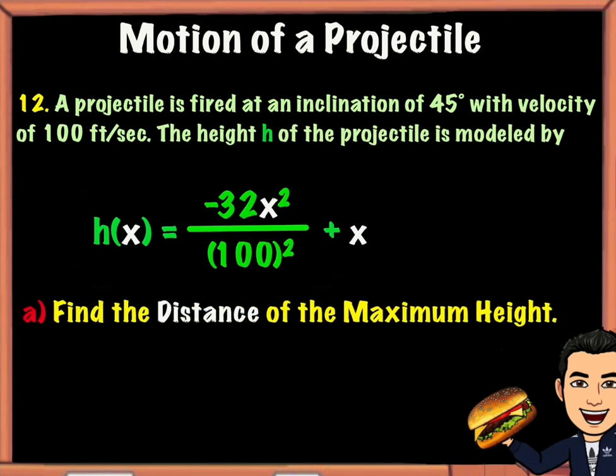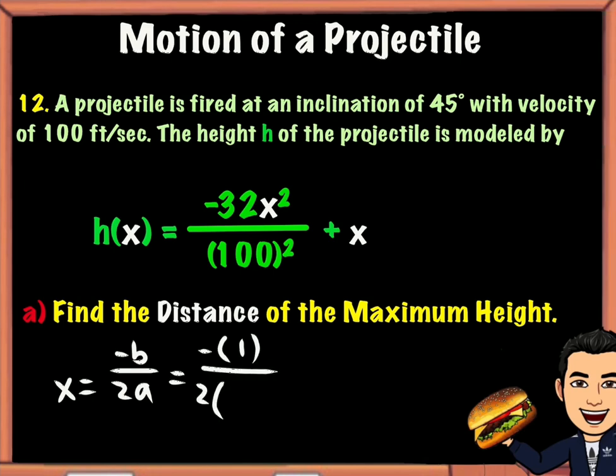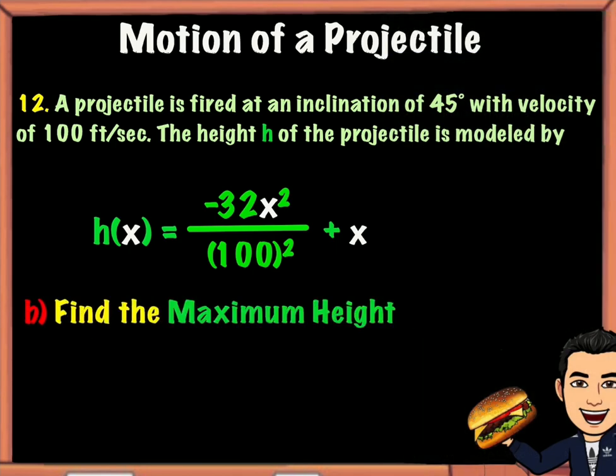For number 12, we're going to use the function here to determine the motion of a projectile. For letter A, we're going to find the distance when the projectile reaches its maximum height. So we want to use x equals negative b over 2a. The b value is 1, and the a value is negative 32 over 10,000. If you solve for it, this is going to equal 156.25.